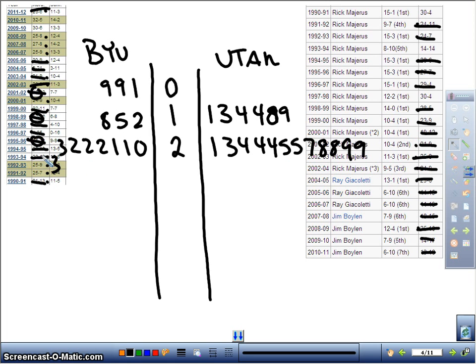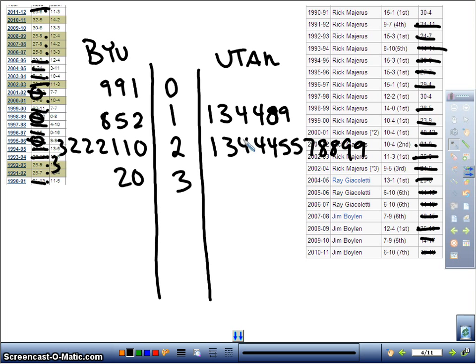I'm not going to finish BYU. They've got enough here. And then if I were to put the 30 win seasons, BYU's got a couple of them. Utah's got a couple of them. Looks like I missed a 14-14 season. Anyway, so you got to be careful about when you're plotting your data on there.